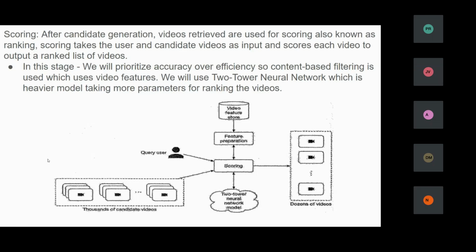In this we'll also be using a two-tower neural network, but it will be a heavier model as it will be taking more parameters for ranking the videos. The output of the candidate generation will be the input to the scoring, and the user features again will be taken into consideration for narrowing down the thousands of candidate videos to dozens of videos.